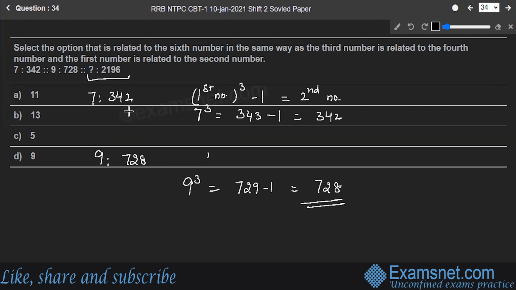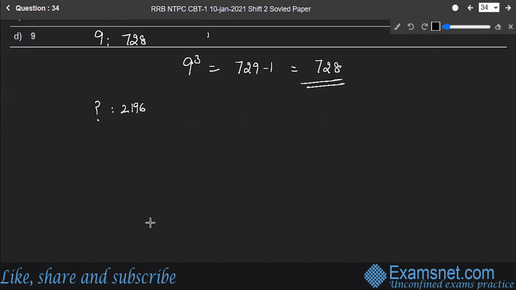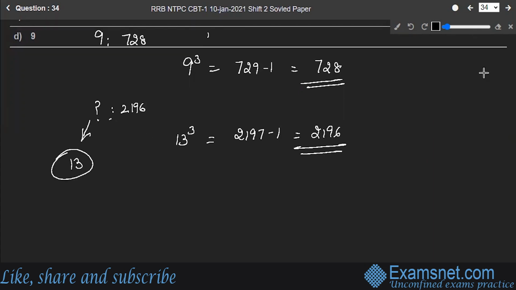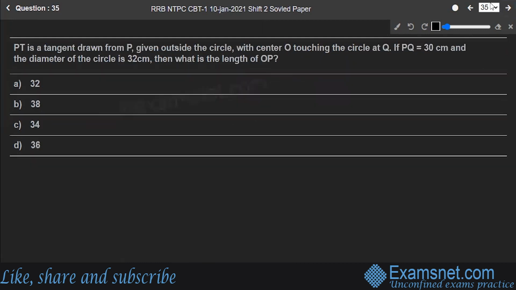That means over here, let's go with this. Question mark is to 2196. So for 2196, the nearest cube is probably 13. What is 13 cube? It is 2197 minus 1 gives you 2196. So that means here you will have 13 only. Question mark will have the number 13. So option B is the correct answer. Hope you got that. Next is question number 35.